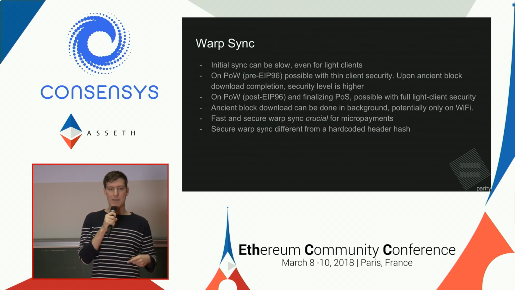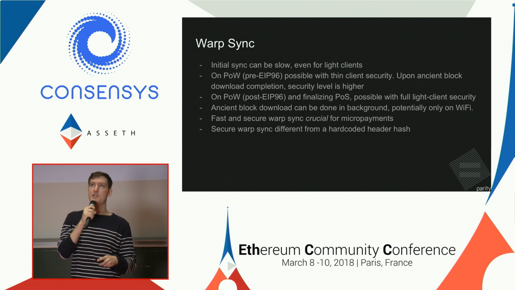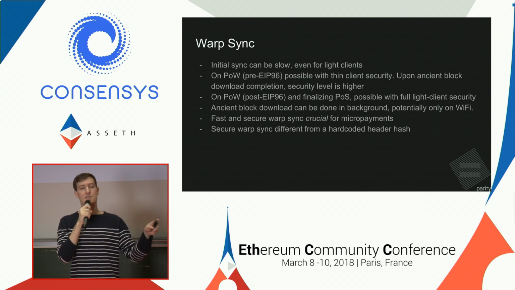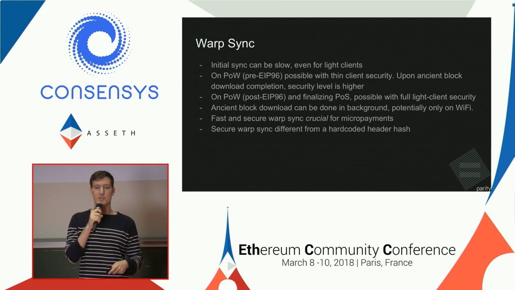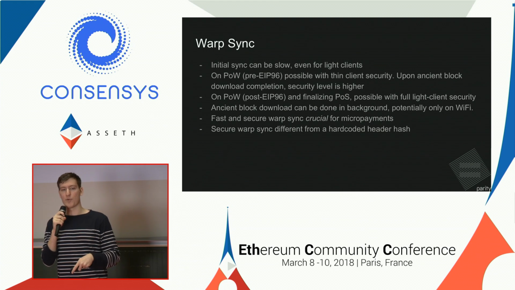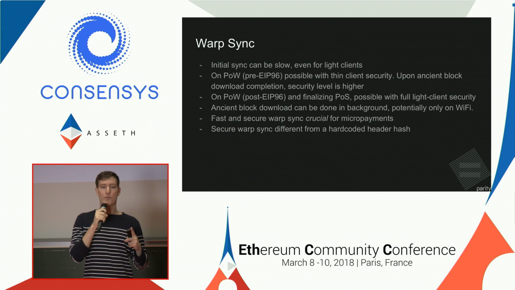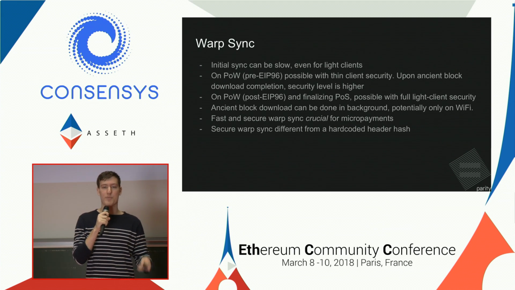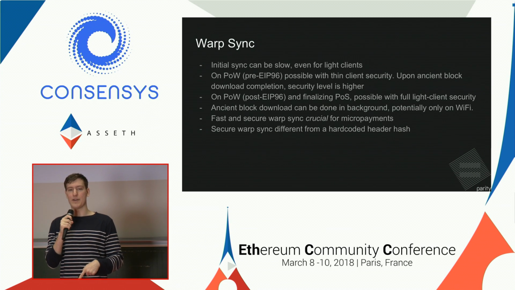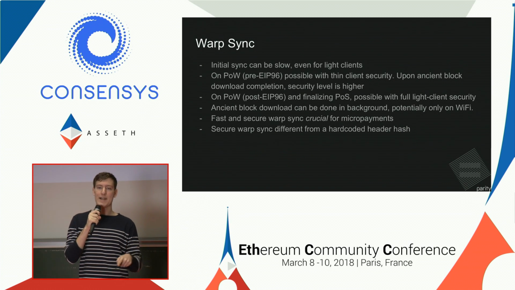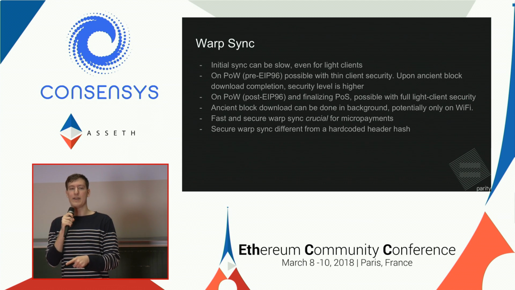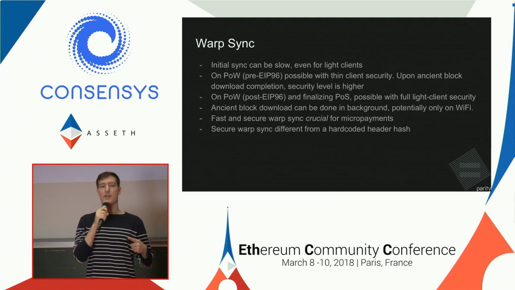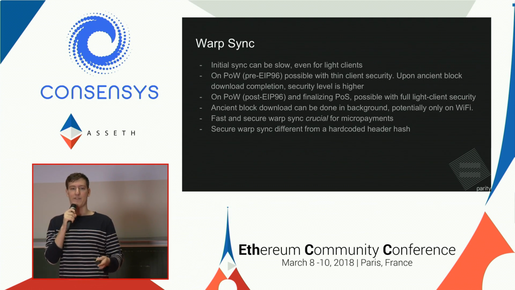After this EIP 96, which makes some changes to how historical block hashes are stored in the state, we should be able to do proof of work warp sync, as well as under proof of stake systems or proof of authority systems, to do a warp sync with full light client security from the very beginning. And that ancient block download can then be done in the background, potentially only on Wi-Fi.